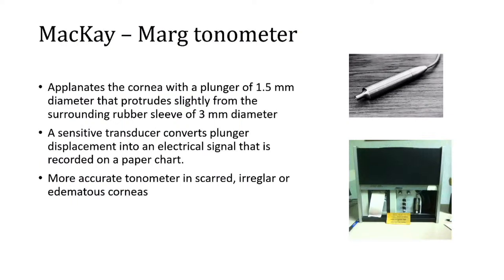Then the Mackay Mark tonometer applanates the cornea with a plunger of 1.5 mm diameter, and this plunger protrudes slightly from the surrounding rubber sleeve, which is 3 mm in diameter. So this is the probe, and there is a sensitive transducer which converts the plunger displacement into an electrical signal, which can be recorded on a paper chart. You need a graph. This tonometer is more useful in scarred, irregular, or edematous cornea.